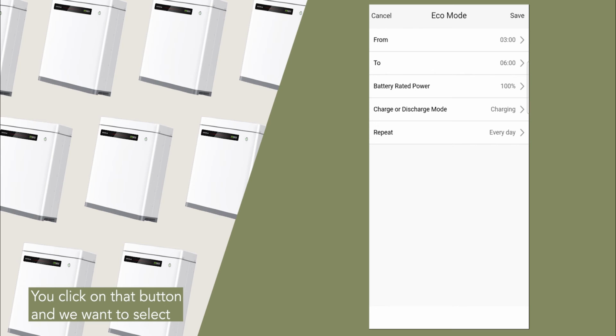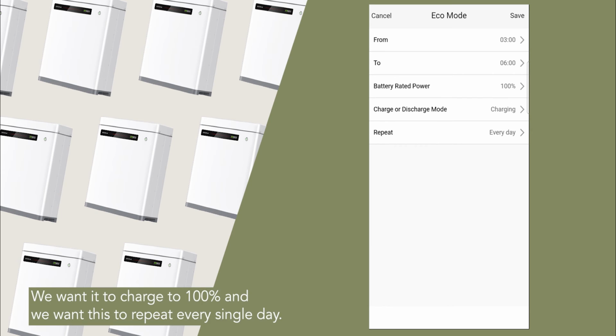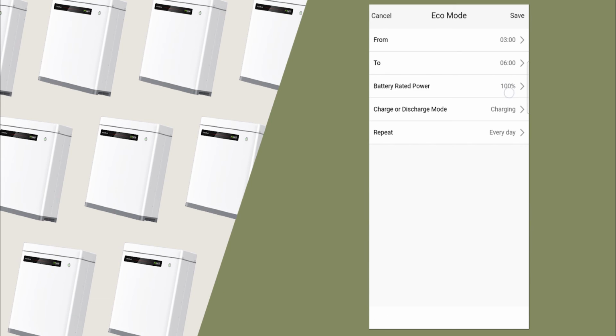You click on that button and we want to select the times that you want it to charge from the grid. So maybe it's 9 till 10 p.m. In this case, we've got 3 till 6. We want it to charge to 100%, and we want this to repeat every single day. And then we hit save.